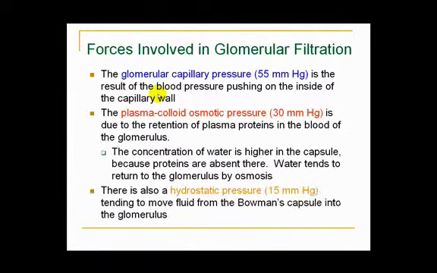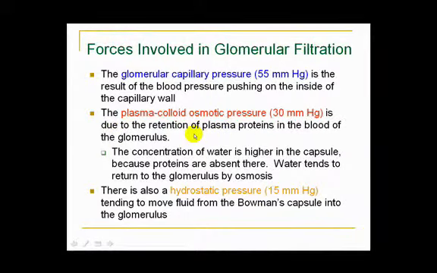So how do you determine the net filtration pressure? Well, there are different pressures going on. There's the glomerular capillary pressure, which is basically the blood pressure in the glomerulus, and that's about 55 millimeters of mercury. Then there's what is called the plasma colloid osmotic pressure.